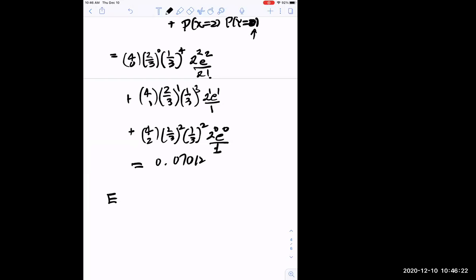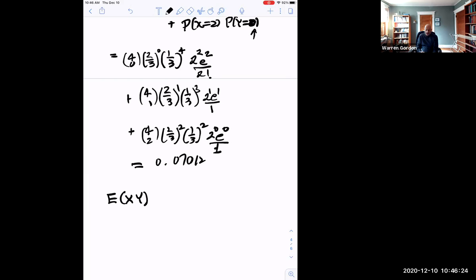And then I asked, what's E of XY? Now, what some of you did, which is rather unfortunate, is you took the moment generating function of the product, which is wrong, by the way, and then you tried to compute the derivative at 0 and so on. The fact that these are independent tells you this is E of X times E of Y. This is just n times p, and this is just lambda, and that just gives you 16/3 for the expected value. Okay.